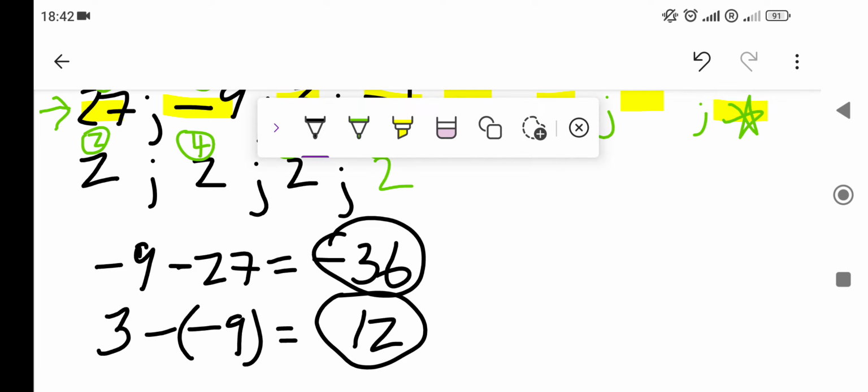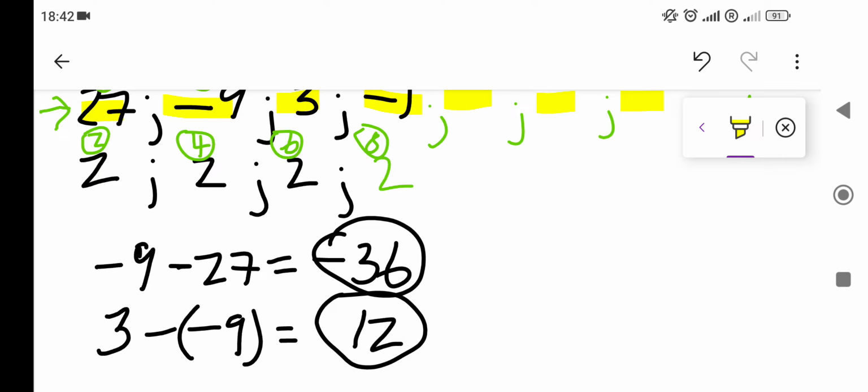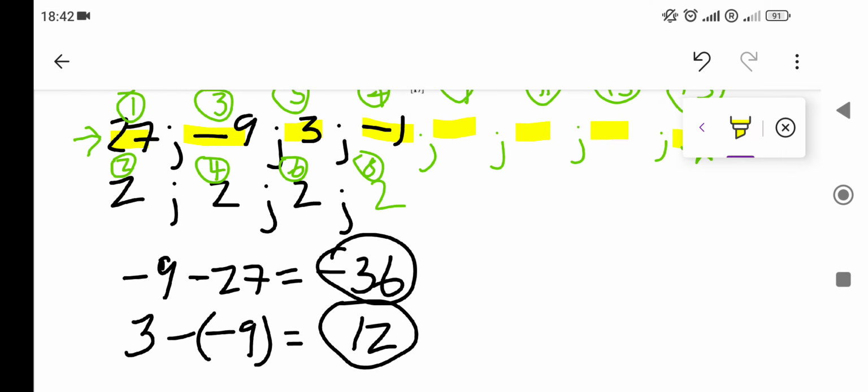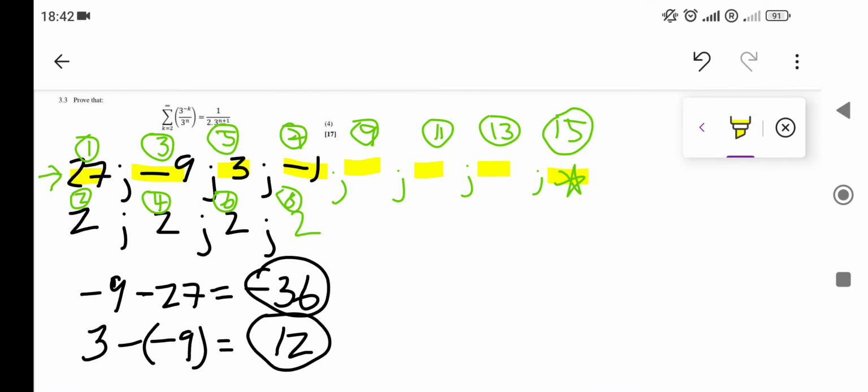Okay, what did I just do? Let's talk about that for a second. I took this negative 9, and I subtracted this 27. I subtracted consecutive values, second minus first, to get my difference. My difference was negative 36.